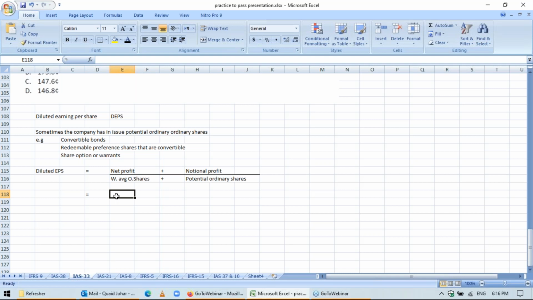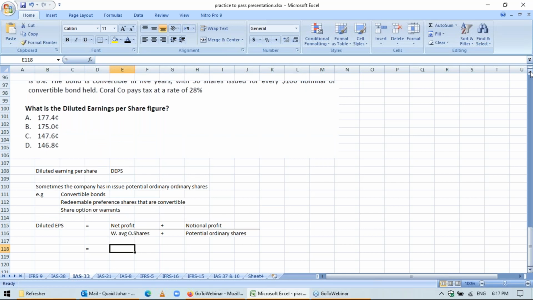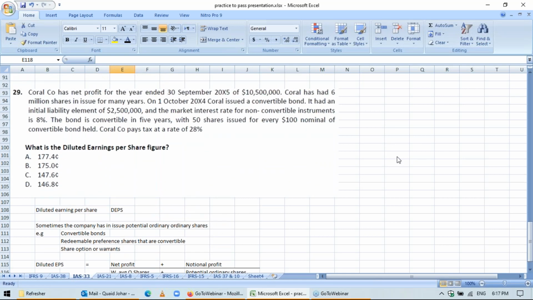Okay, so now let's do the working. This is the formula for the diluted earnings per share. Now the question says that the company's profits are $10.5 million, and the liability element of the convertible bond is 2.5 million, on which the company is paying an interest of 8%.